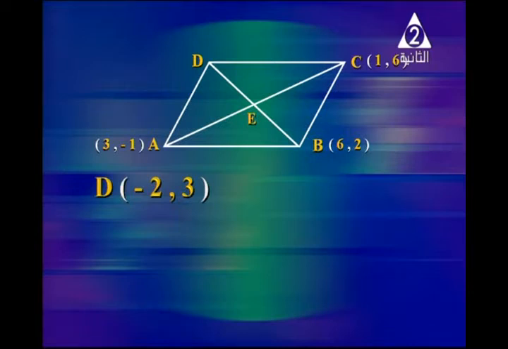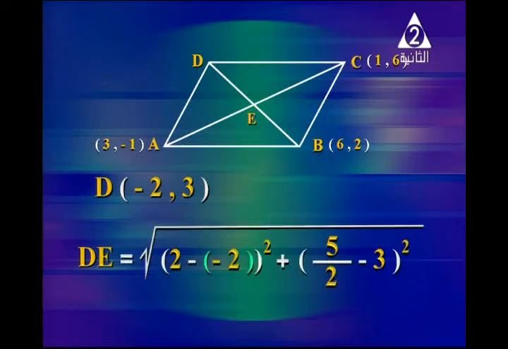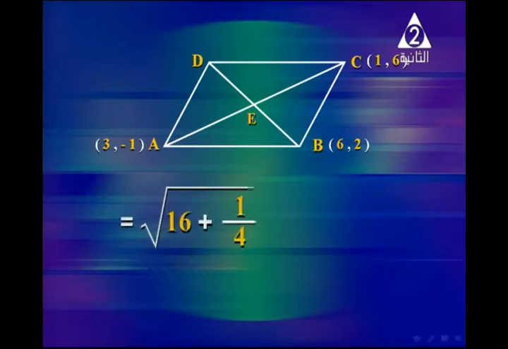What about the length of DE? Yes, by using the rule. So DE equals the square root of (2 - (-2))^2 + (5/2 - 3)^2, to obtain a result as the square root of 16 + 1/4, which is approximately 4 units. Let us have another example.